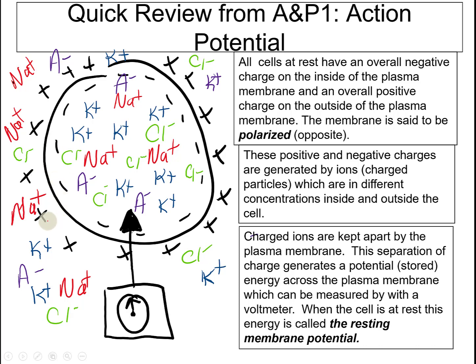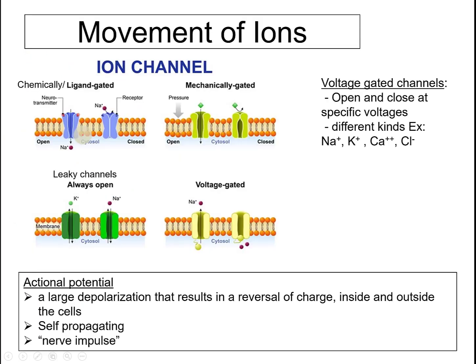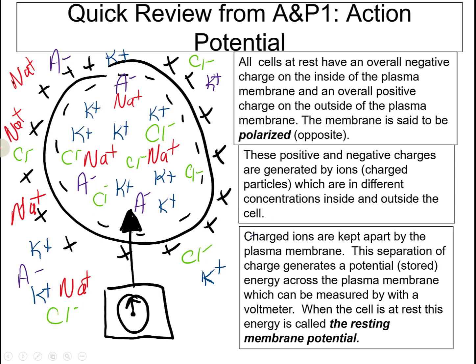Now, of course, the positive ion wants to go where the negative is, and the negative wants to go where the positive is. The other thing is that ions, like other chemicals, always go down their concentration gradient. They want to go from where they're in a high concentration to where they're in a low concentration. Potassium is higher inside than outside, so it wants to move down its concentration gradient to the outside. Sodium is higher on the outside than the inside. So these ions want to move, but they're kept apart by the plasma membrane.